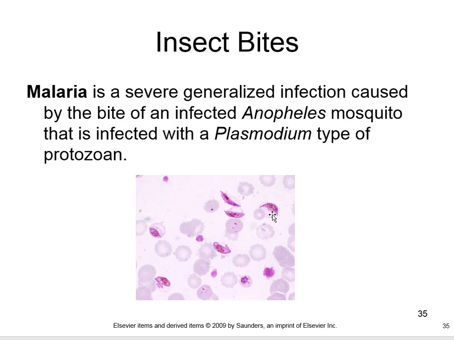There are 4, you will not be tested on this, but just FYI, there are 4 species of Plasmodium that infect humans. So Plasmodium vivax, Plasmodium ovale, Plasmodium malariae, and Plasmodium falciparum.